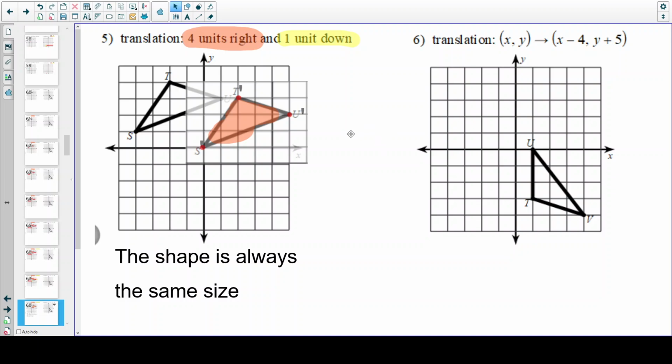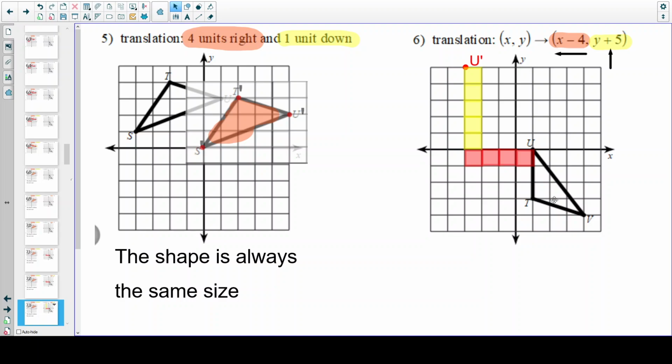Okay. So how's it going to be done on your paper? Well, let's go over and use this one. You can see right here that x minus 4 would mean we would go which direction? Hopefully you're saying left. So we've got to go left 4 spots. I would take one point, it doesn't matter which one you start with, I would take one point U and go 4 to the left, and then what's y plus 5 mean? It means we go up 5 and place that point right there.